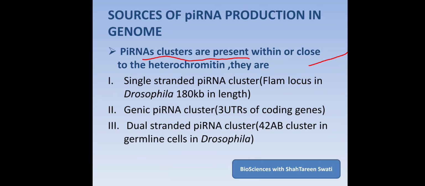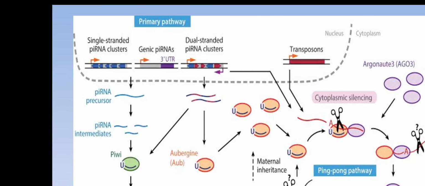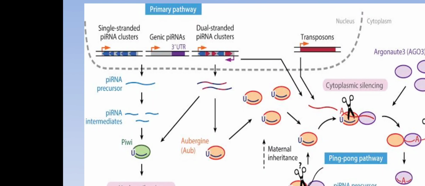Okay, now I'm moving towards the next slide: the sources of piRNA production in the genome. There are 3 sources which I will show you. Number 1 is the single-stranded piRNA cluster. I'm showing you here. You can see this is the DNA, and in that DNA this is the single-stranded one, the single-stranded piRNA cluster. The second one is the genic piRNA, and this genic piRNA is present on the 3' UTR. UTR means the untranslated region. And the third one is the dual-stranded piRNA cluster.